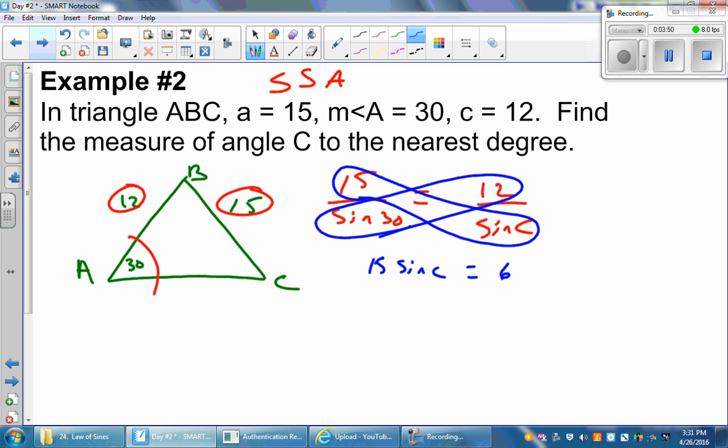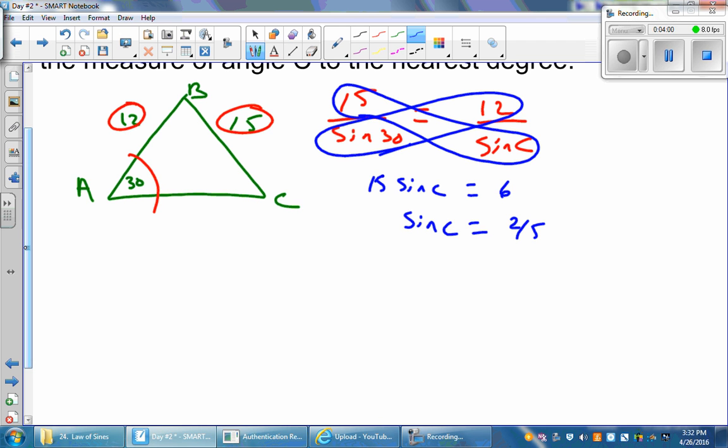I'm going to isolate my trig function by dividing both sides by 15. The sine of c is 6 over 15, which if I reduce it, is 2 over 5. Just like we did in the last question, once we get the sine of c all by itself, we have to make sure to check to see how many answers we have.